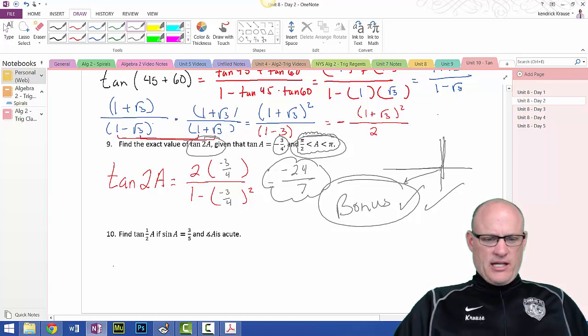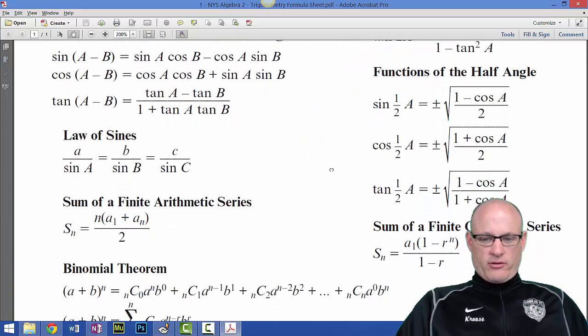Last one, tangent. Let's see how smart you are. I think you guys are smart. I think some of you are smart. Some of you are kind of smart.